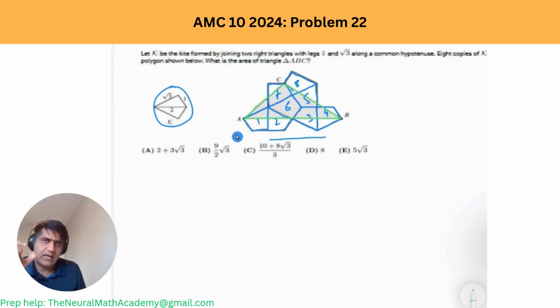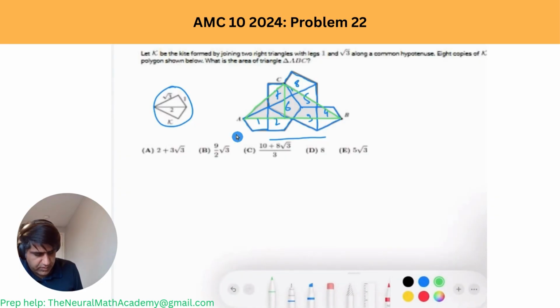So for that triangle, what we need to know is the base. The base is AB, and we also need to find the height of this triangle. Once we know the height and base, then we can simply calculate the area of this triangle. So let's first see how we can get the height. First let's go for the base, then we go for the height.